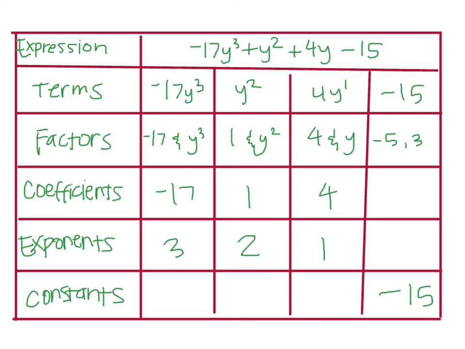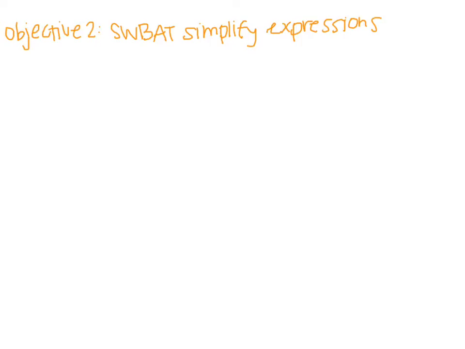So just a reminder, our first objective was to identify all the parts of an expression. We have our expression listed here, and then I've gone through and I've identified all the parts. I identified the terms, the factors, the coefficients, the exponents, and the constants. That is something that you should be able to do as well, and we will have more practice on that in class.